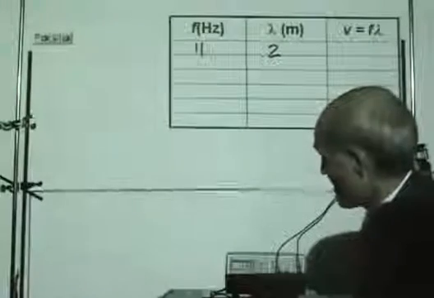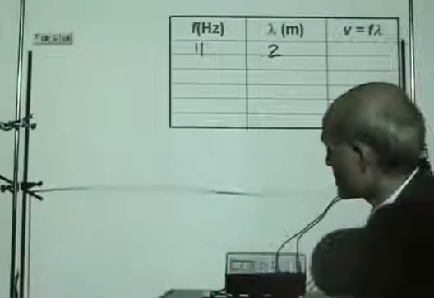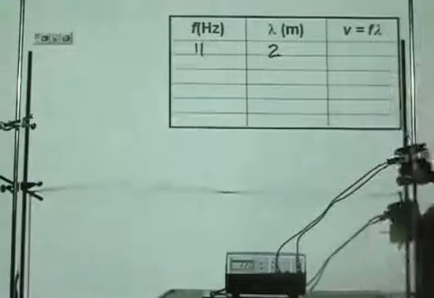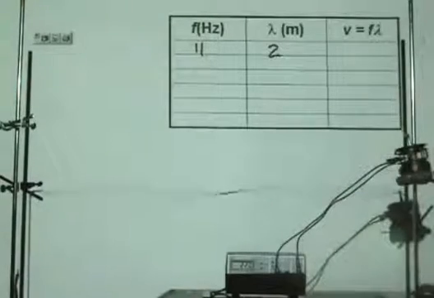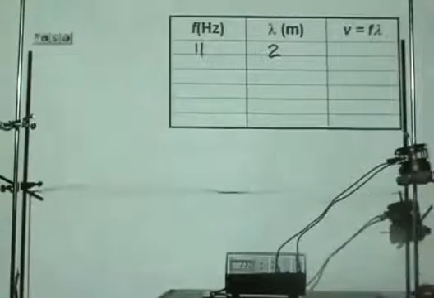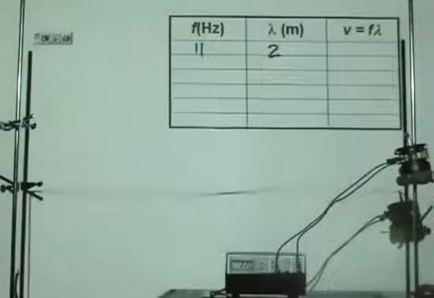Well, I'm going to increase the frequency to 22 Hertz. Now, watch this. The frequency is 22 Hertz. And now, you have the second harmonic. And what is the frequency? The frequency is 22 Hertz. I'm going to write that down.